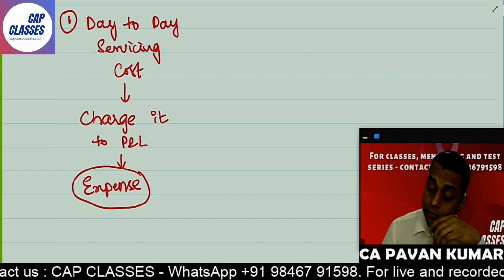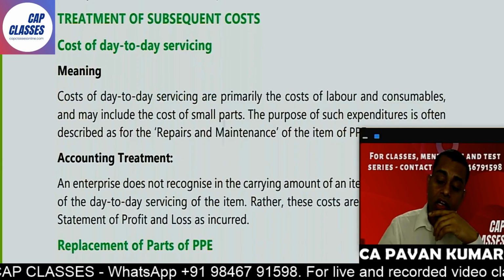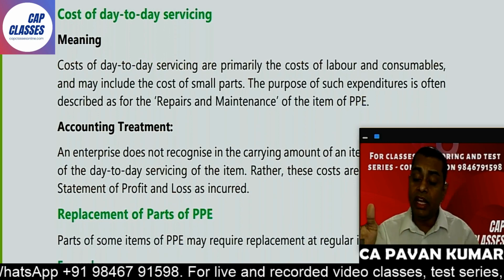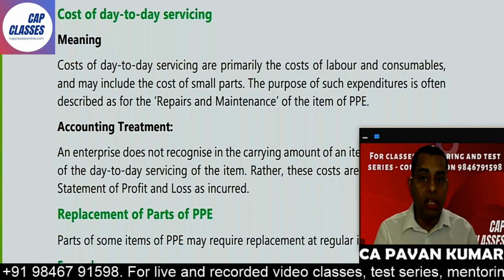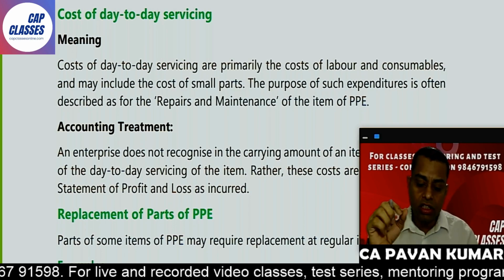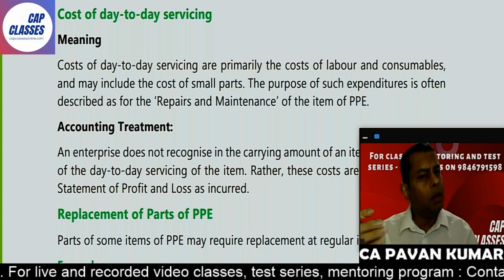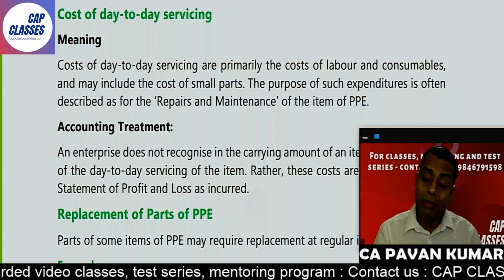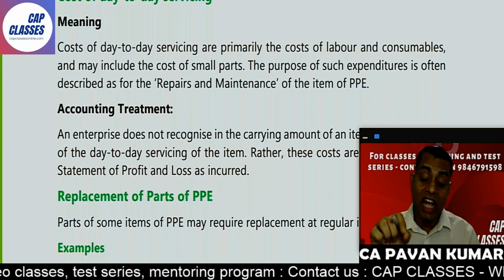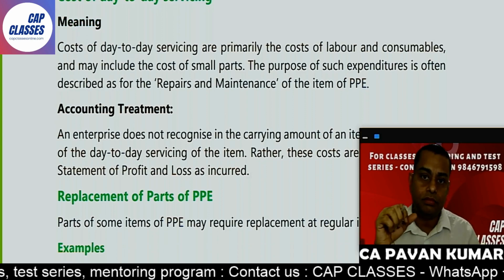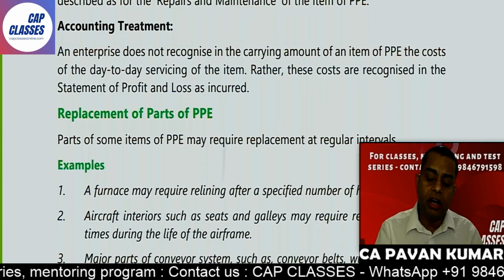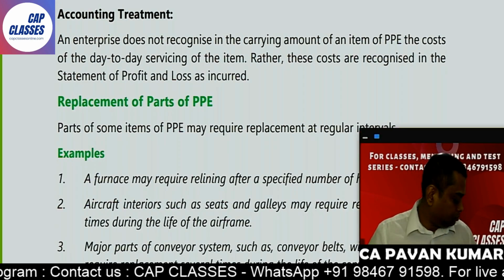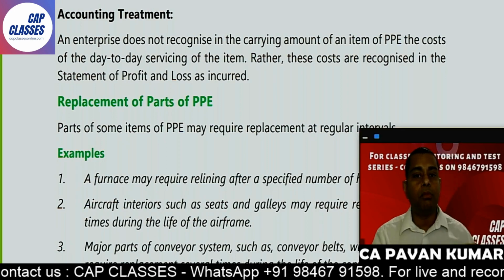Now look here. Cost of day-to-day servicing are primarily cost of labor and consumables. It can be labor cost, it can be consumable cost, and may include cost of small parts. Okay, you are changing some nuts and bolts or lubrications or some consumables. The purpose of such expenditure is often described as for repairs and maintenance of the item. What is the accounting treatment? Close your eyes, charge it to P&L. Don't even think more about it.